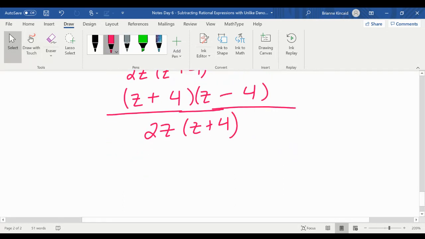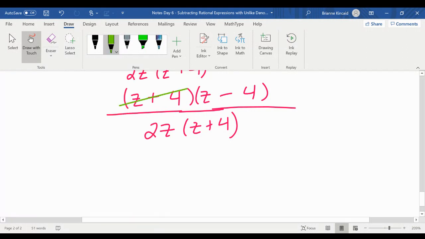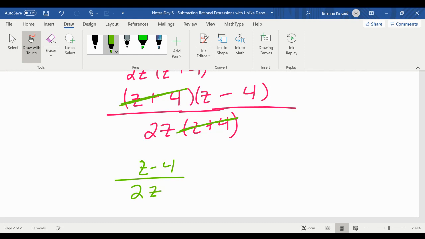Everything's factored, which means now I can go through and eliminate. I have a z plus 4 in the numerator and in the denominator. So my final answer is z minus 4 over 2z. You've crossed out z plus 4. You no longer see it in the denominator. That's an excluded value of z cannot equal negative 4.